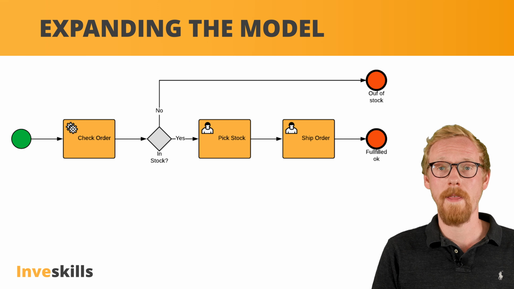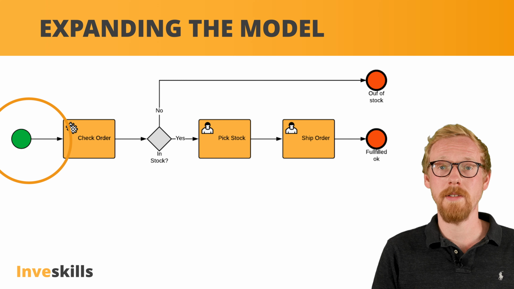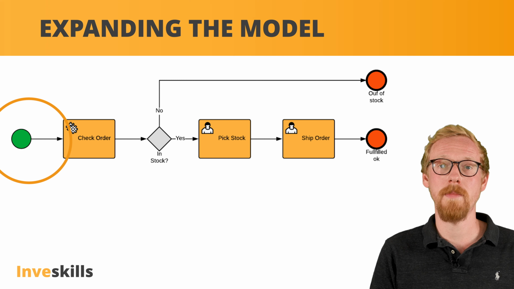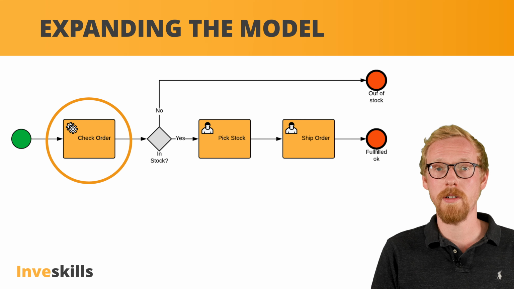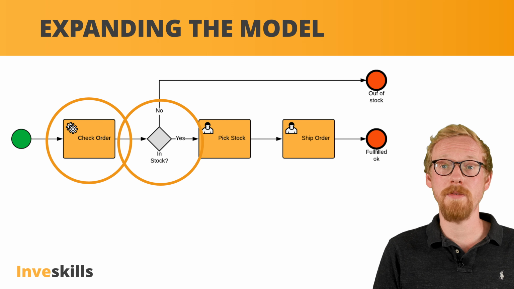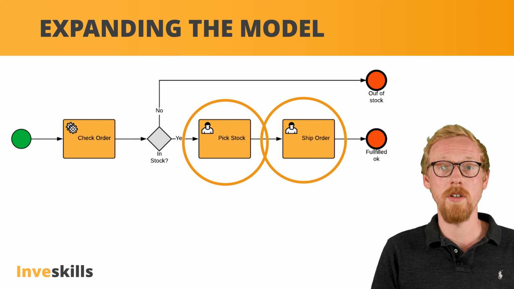On this canvas, we will model the following process. Unspecified start event, since the subprocess is immediately triggered at the parent level diagram. Check order, an automated service, followed by a gateway which tests if an order is in stock, yes or no. If an item is in stock, we will pick the stock and ship the order. Those two tasks are manual user tasks.